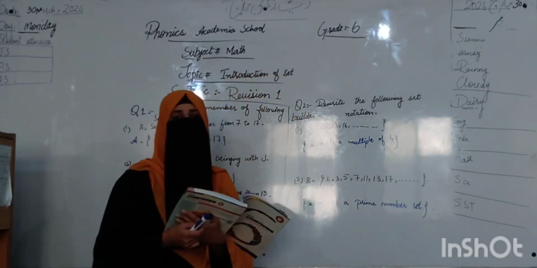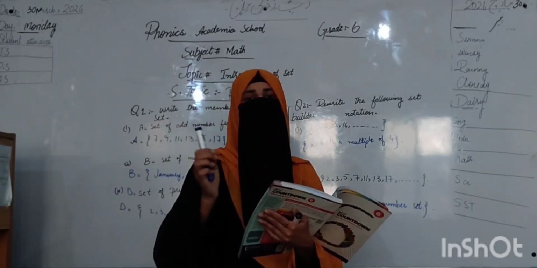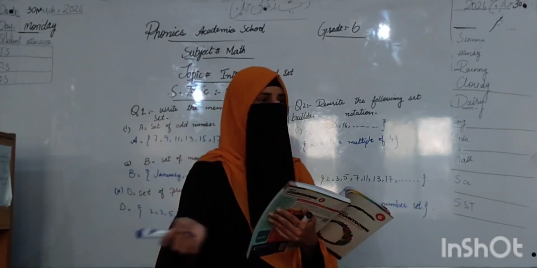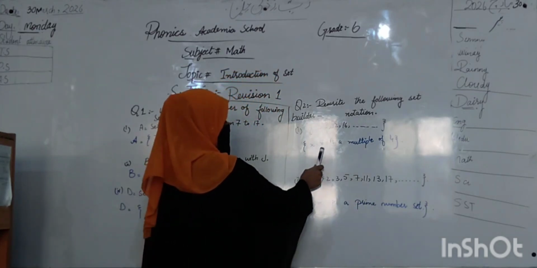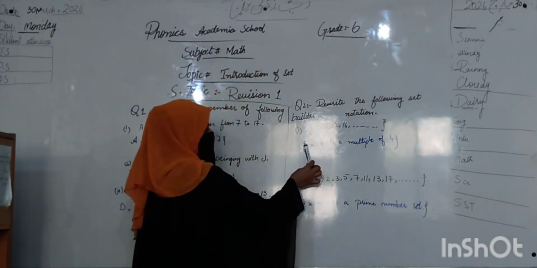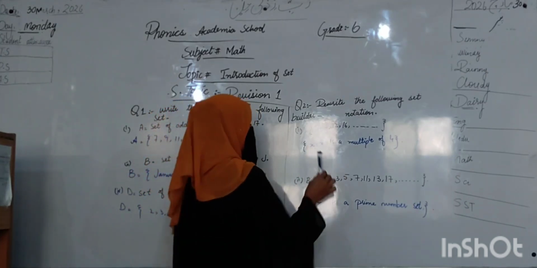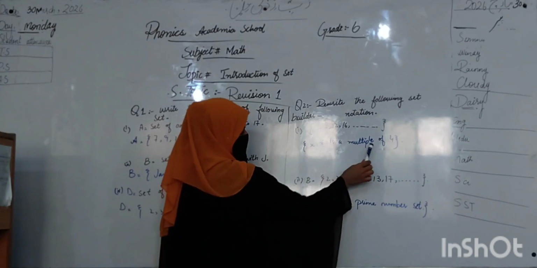When you write this in set builder notation, you write the set in words. So you write x such that x is a multiple of 4. When you write it, it means you write with the sign of set builder notation, and you write the statement in words. So it is x such that x is a multiple of 4.